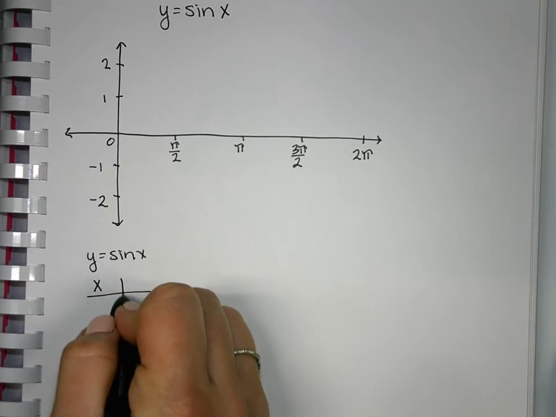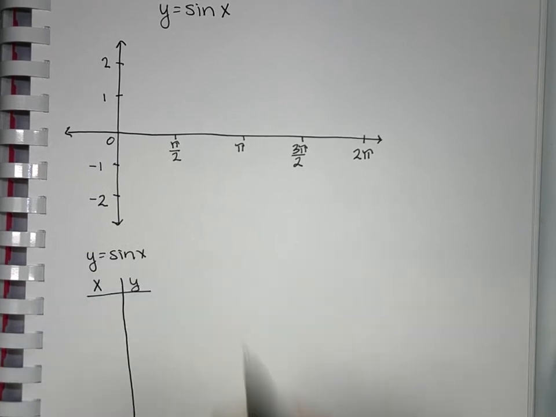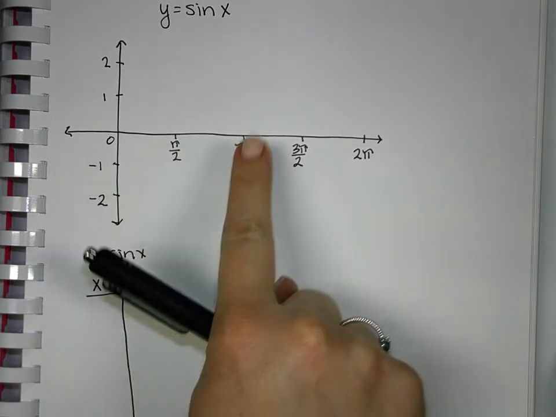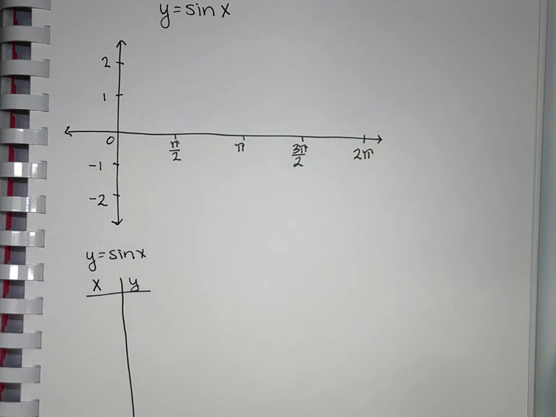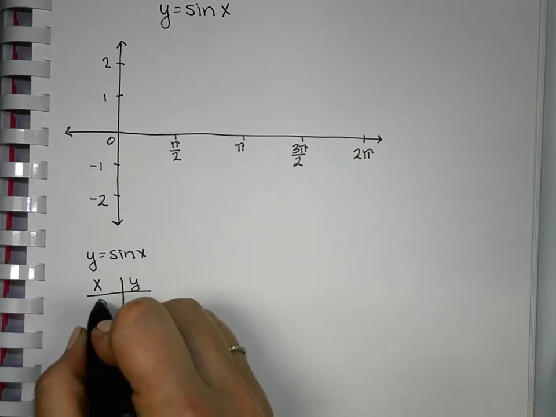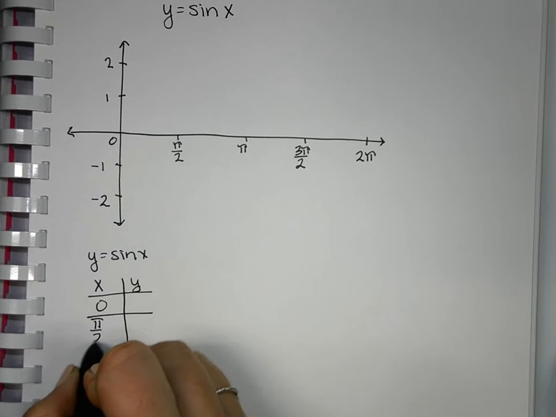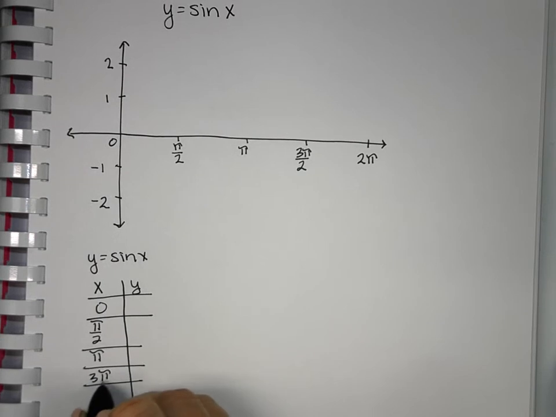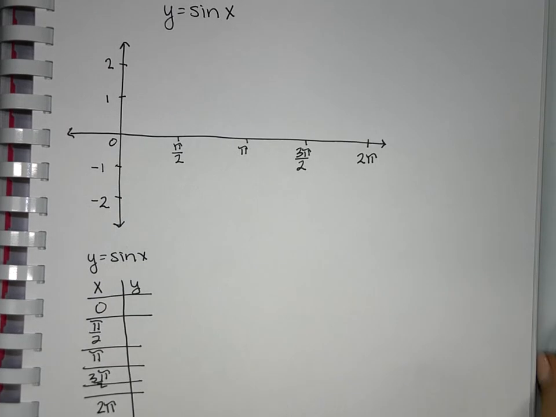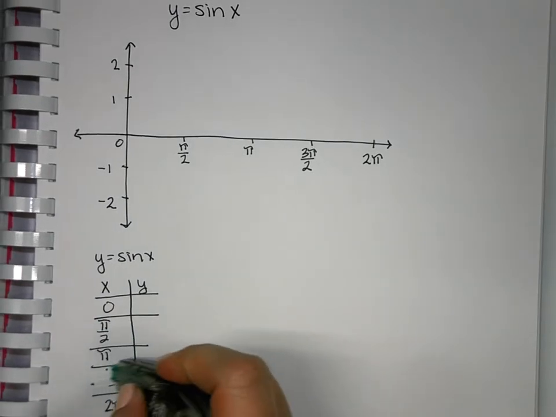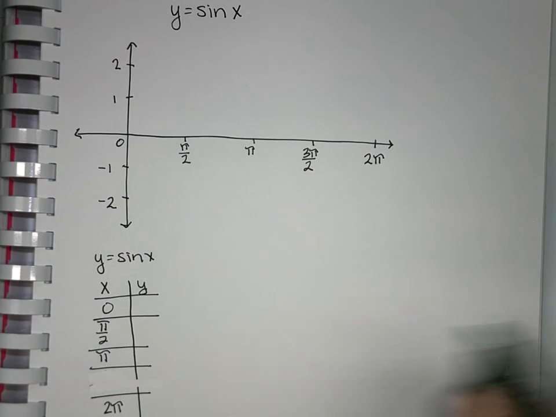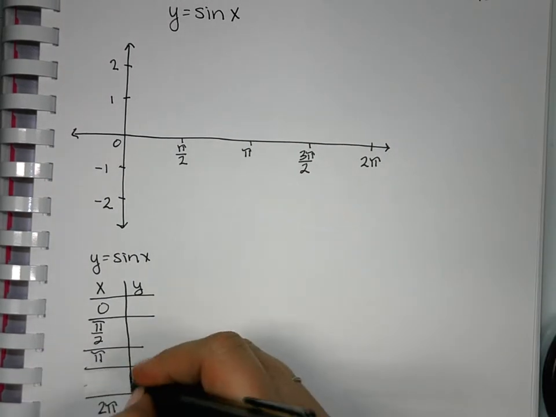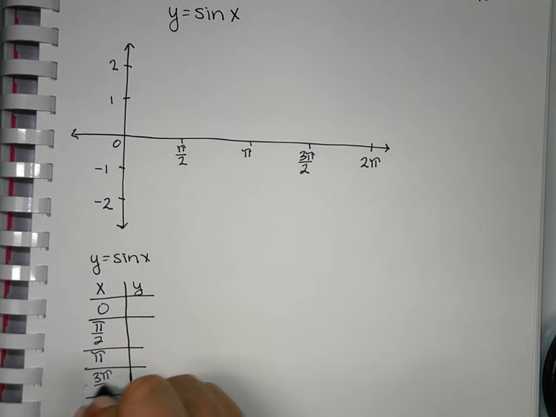So if you ever are not sure how to graph, T-charts are the way to go. So what I'm going to start by doing is just plugging in each one of my key points from 0 to 2 pi. So 0, pi over 2, pi, 3 pi over 2, oops, forgot the over 2, and then 2 pi. Okay, so all of these are considered our quadrantal angles, and we can find their values on our unit circle.